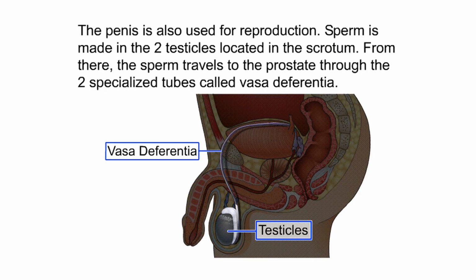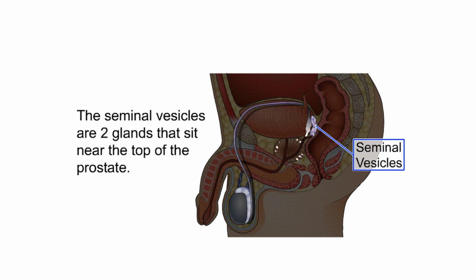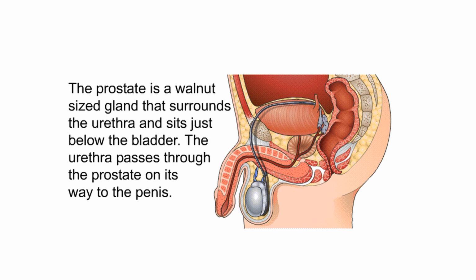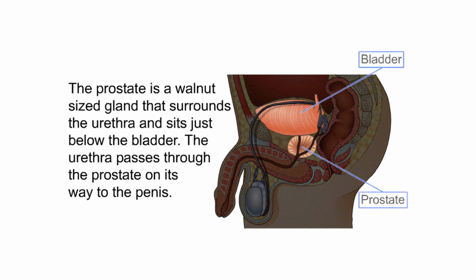The penis is also used for reproduction. Sperm is made in the 2 testicles located in the scrotum. From there, the sperm travels to the prostate through the 2 specialized tubes called vasa deferentia. The sperm is mixed with a special liquid from the prostate and the 2 seminal vesicles, which are located near the outlet of the bladder. The seminal vesicles are 2 glands that sit near the top of the prostate. The prostate is a walnut-sized gland that surrounds the urethra and sits just below the bladder. The urethra passes through the prostate on its way to the penis.